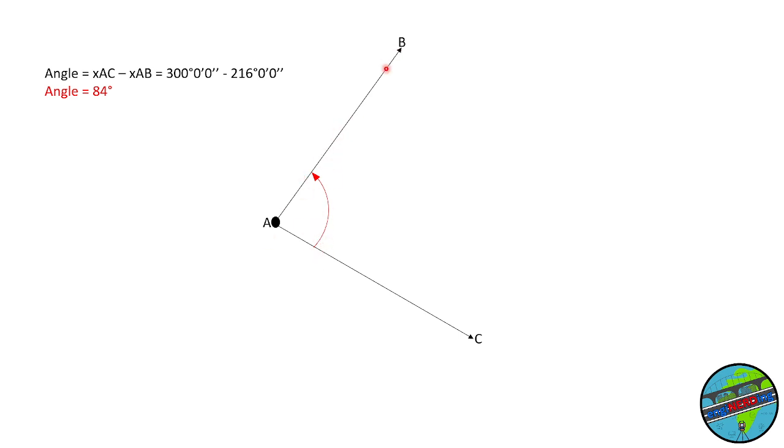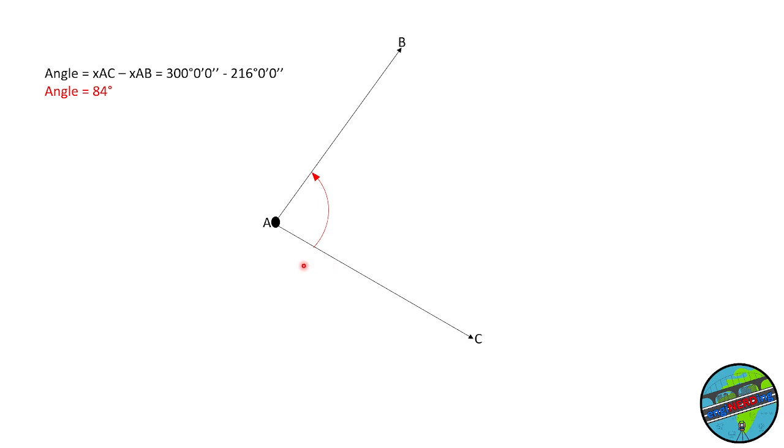Now you can't say AB plus AC, that won't give you any value that's worth your interest in terms of angles. But if you use AC minus AB, you'll calculate how much you have to change your direction from A to C to get that direction from A to B. In this case, it's 300 minus 216, which gives us 84 degrees. So that's the difference between directions and angles.